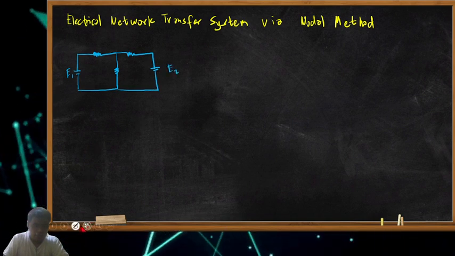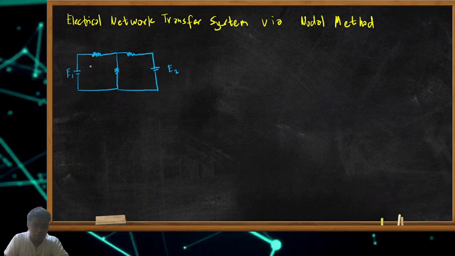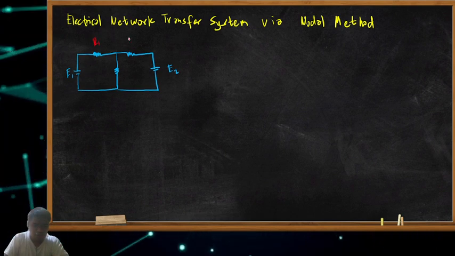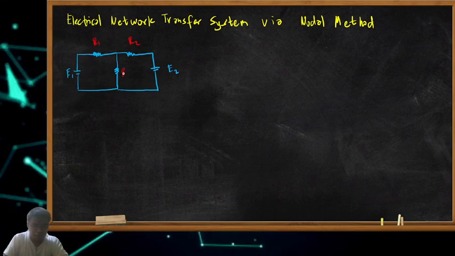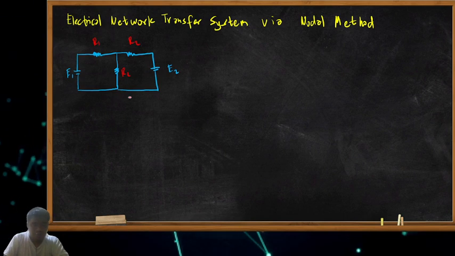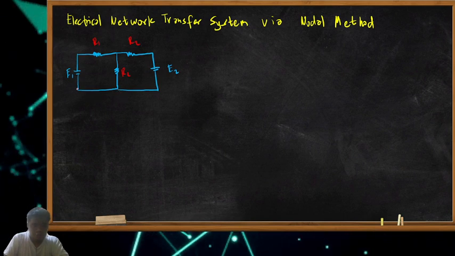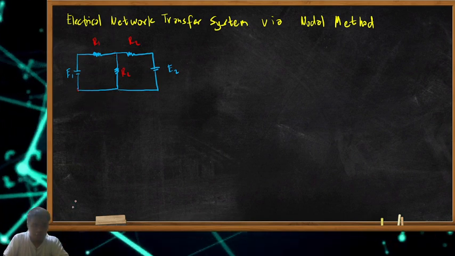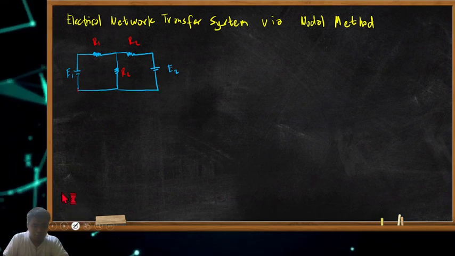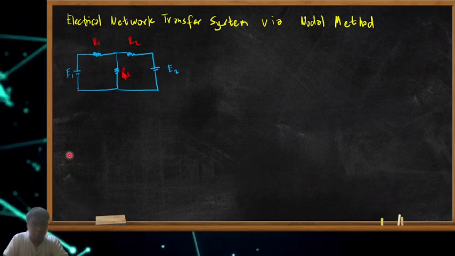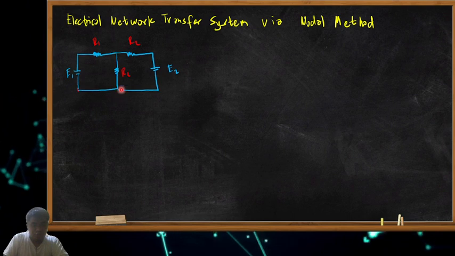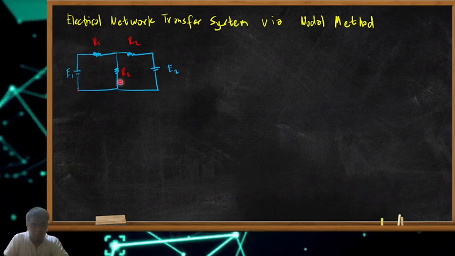So we have here the resistances. This will be our R1, R2, and this will be our RL, or our load. As you can see, a node is a junction, a junction in which the connections meet. For this one we have two junctions.